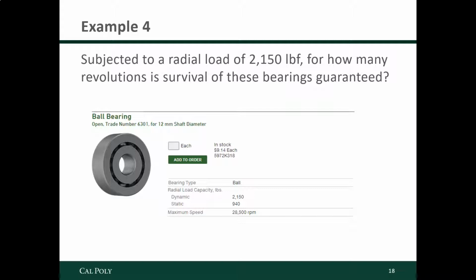Guaranteed. So we know that at a load of 2,150 pounds, we will get 90% of these bearings surviving 1 million cycles. Life of L10, 1 million cycles. But for how many revolutions can we guarantee that 100% of the bearings survive? And for that we need a new equation.